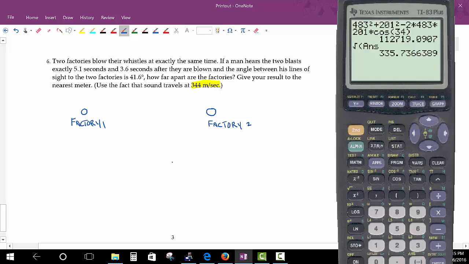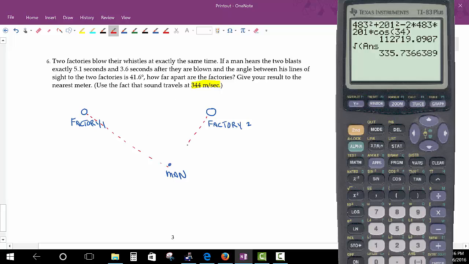Okay, the man is maybe over here somewhere, so here's the man. What's going on is the whistles are blowing, and of course when sound emanates, it goes in waves that push out in all directions.